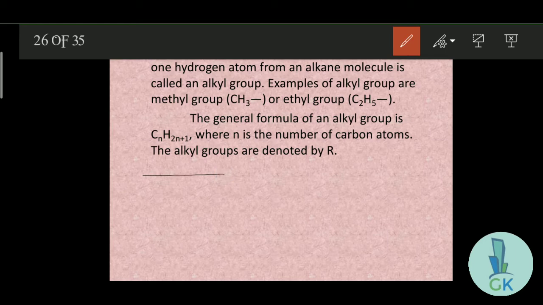And the alkyl groups are denoted by R. Okay, they are denoted by the letter capital R.